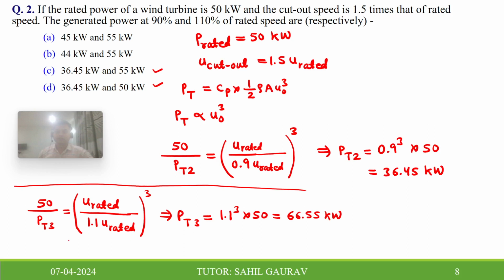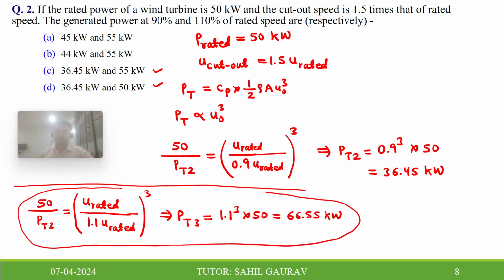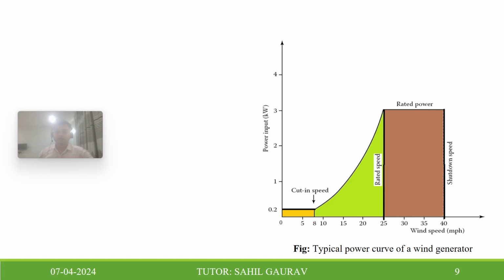So we are making one mistake here. We cannot apply this above the rated speed. As I showed you in the previous slide, when I was providing the summary of this wind energy conversion system, you saw one waveform of how power varies with respect to wind speed. I am reminding you again: between the cut-in speed and rated speed, the power varies with the cube of wind speed. After the rated speed, before the shutdown speed, it produces only the rated power.